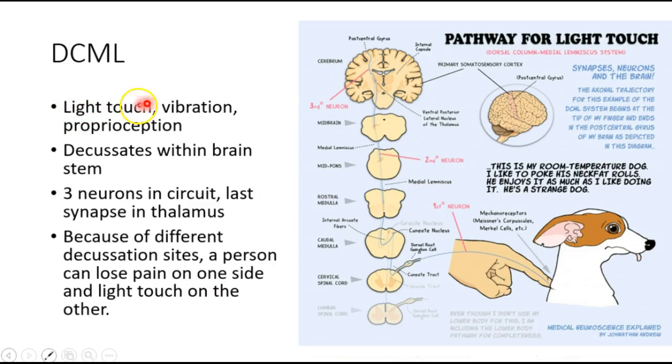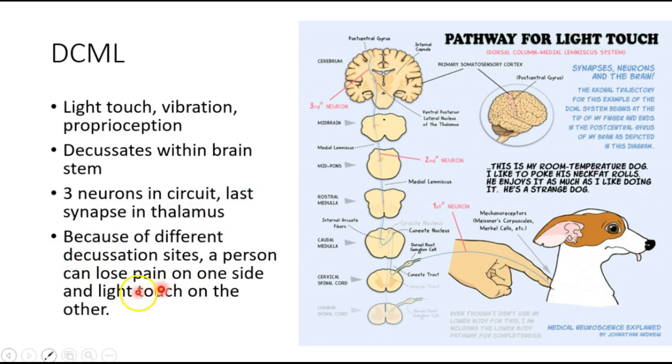BCML carries light touch, vibration, proprioception information. I really like this picture of poking your dog's neck real quick. That's great. It decussates within the brainstem, specifically in the medulla oblongata. There are 3 neurons in the circuit. The last synapse is in the thalamus.